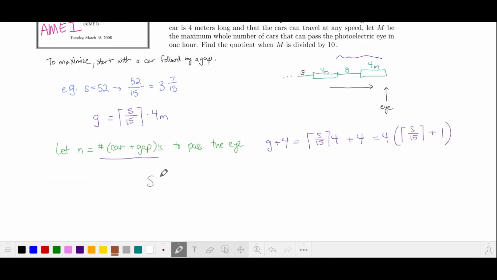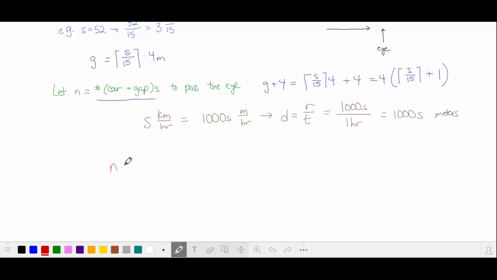So if our speed is s kilometers per hour, in meters that's going to be 1,000 s meters per hour. So the distance traveled by our cars in 1 hour is going to be 1,000 times s meters. So n, the number of the cars plus the gaps that follow them, we take the total distance traveled by the cars in that 1 hour and divide by the distance of a car with its following gap, and we'll substitute. And we'll cancel out the 4.